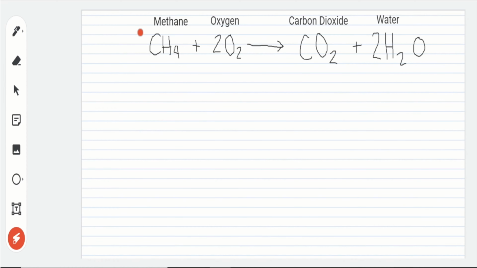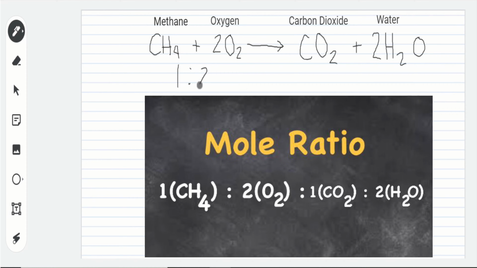So here, since our chemical equation is balanced, we can write the ratio of our reactants and products. We have 1 methane is to 2 oxygen is to 1 carbon dioxide is to 2 water. That is the ratio, and this is actually constant. It means that no matter how much reactants and products you have, the ratio or proportion of reactants and products stays the same.